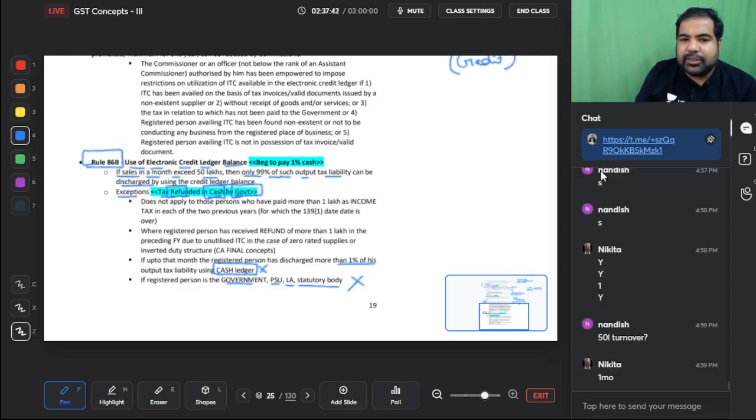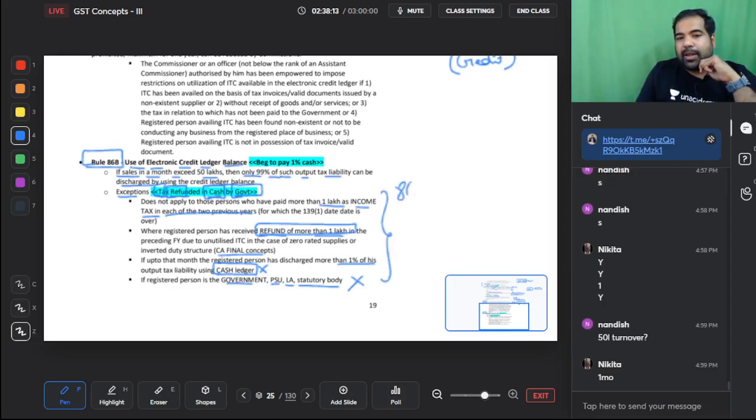If you've got a GST refund of more than 1 lakh, how do you get GST refund? We'll study at CA final. But if you get a GST refund of more than 1 lakh, then this rule does not apply to you. And if you paid income tax of more than 1 lakh in both the 2 previous years, that means not this year, the 2 years before this year, this is the first time where income tax and GST come together. These 4 situations, rule 86B does not apply. I'll repeat, what are the 4 situations? Tax refunded in cash by the government.